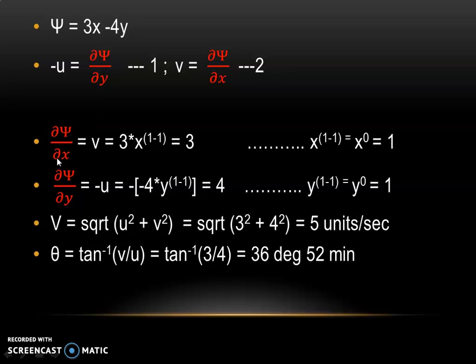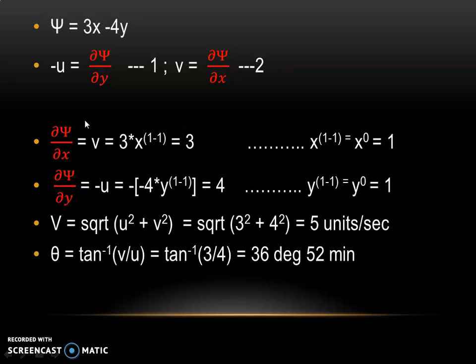Now dou psi by dou x can be written as equal to v, which will be equal to dou by dou x of 3x minus 4y. So it will be n x raised to n minus 1. Here n is 1, so it is 1 into x raised to 1 minus 1, which will give us the value as 3. X raised to 1 minus 1 is x raised to 0, which will be equal to 1. So we get it as 3.